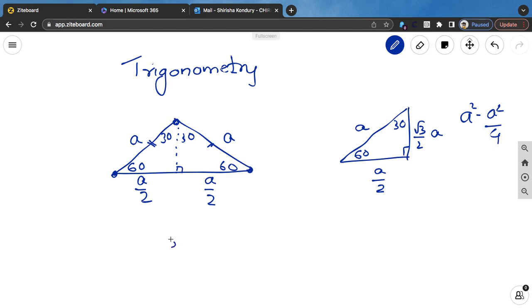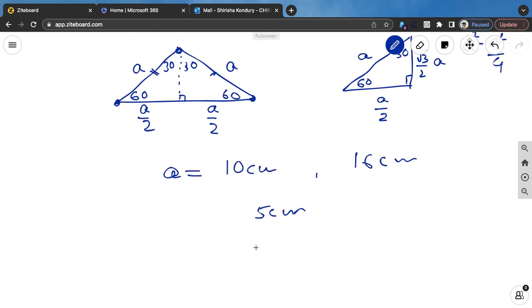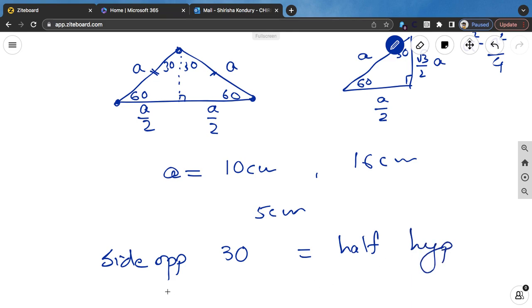So even if I have the hypotenuse as 10 centimeter or 16 centimeter or 5 centimeter, the ratio of how the side opposite to 30 and the side opposite to 60 grow will be in the same proportion as you are seeing here in this triangle, which means the side opposite to 30 will always be half the hypotenuse and the side opposite to 60 will be root 3 by 2 times the hypotenuse.